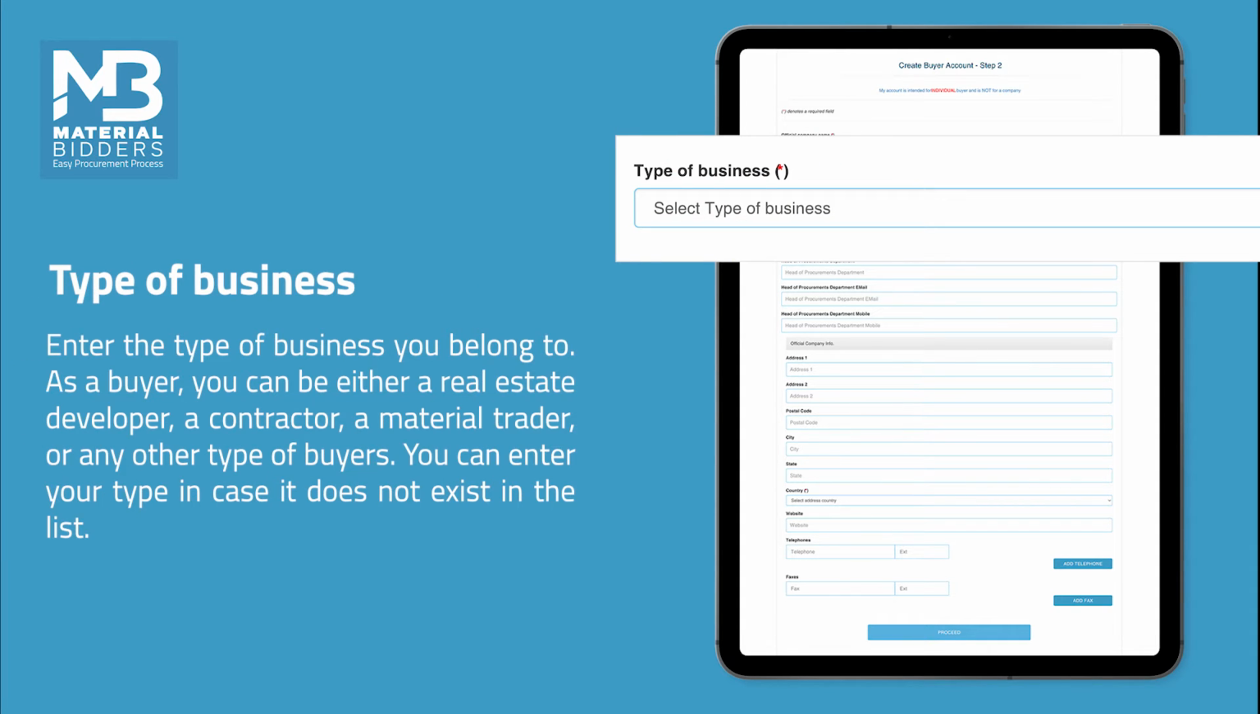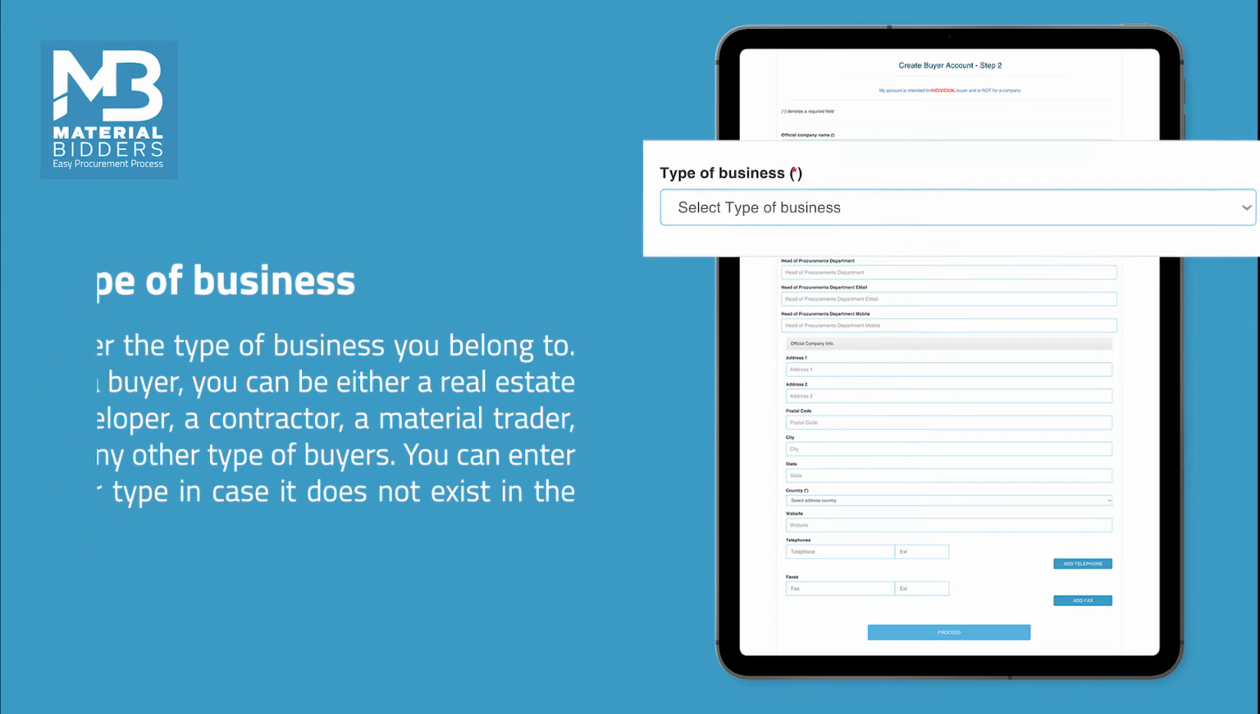Type of business. Enter the type of business you belong to. As a buyer, you can be either a real estate developer, a contractor, a material trader, or any other type of buyers. You can enter your type in case it does not exist in the list.